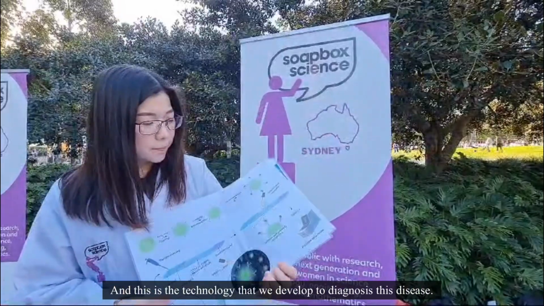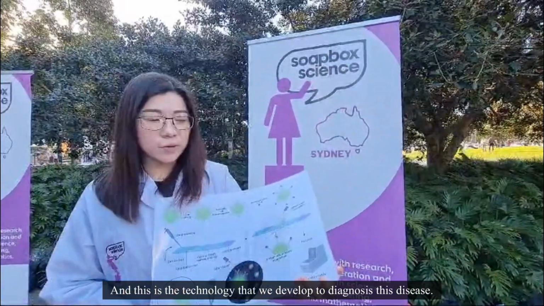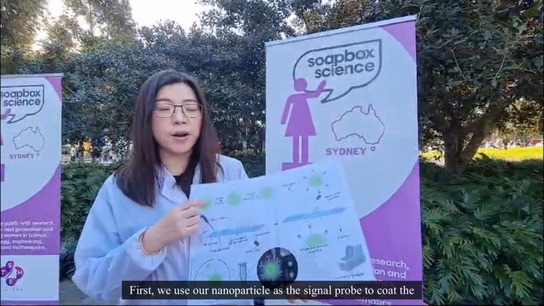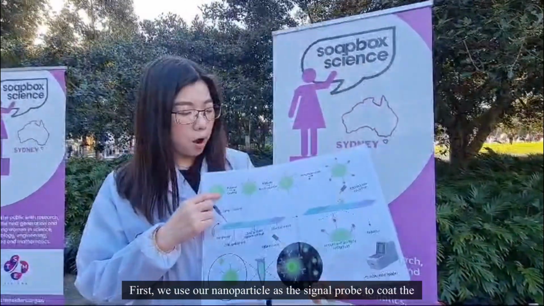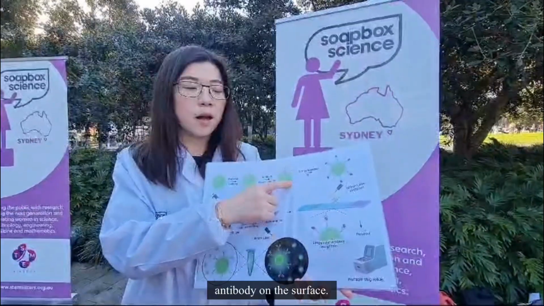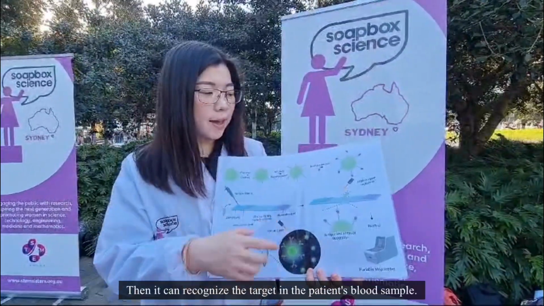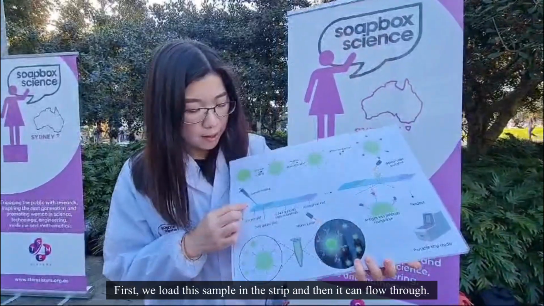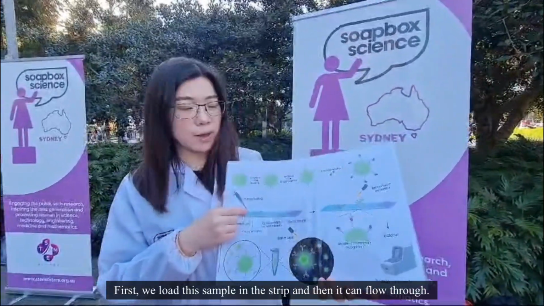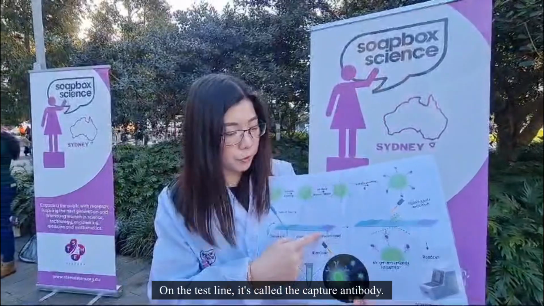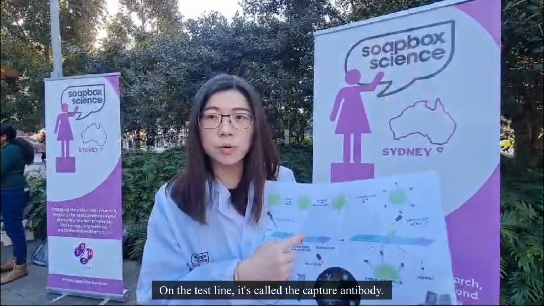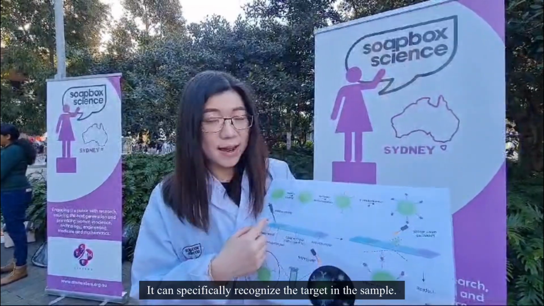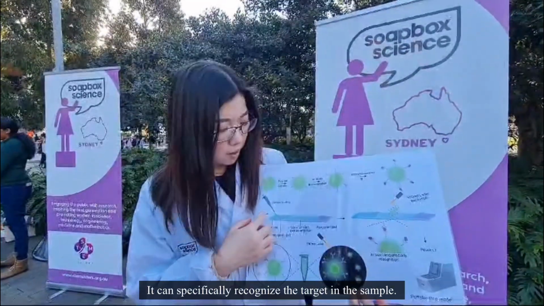And this is the technology that we developed to diagnose this disease. First, we use our nanoparticle as the signal probe to coat the antibody on the surface. Then it can recognize the target in the patient's blood sample. First, we load the sample in the strip, and then it can flow through. On the test line, there is the capture antibody. It can specifically recognize the target in the sample.